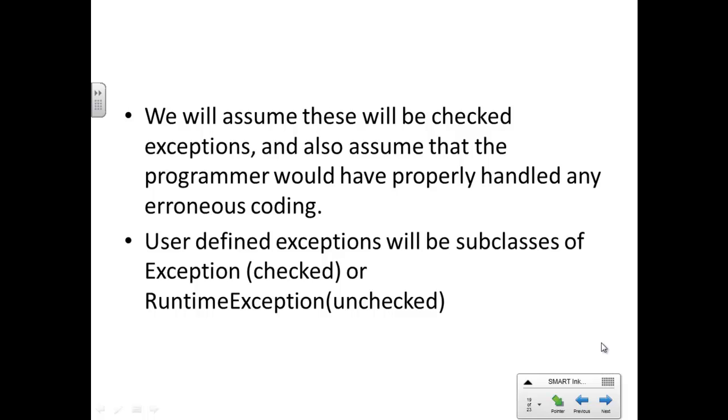So again, we'll assume in this case this will be a checked. Most of them we're going to assume will be checked. Most of your exceptions will be checked. This one's unchecked. We're also going to assume the program would have properly handled any erroneous coding and wouldn't generate unchecked exceptions. Although for this example, it would be.